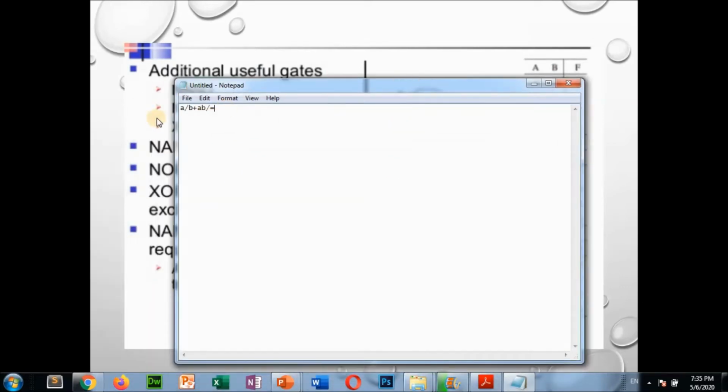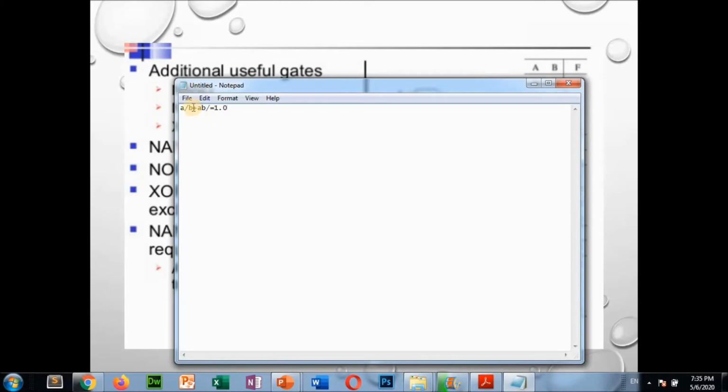See, A's value is 0. A bar means that is 1, the opposite. A bar B, B's value is 0 already there. So A bar B means, if there is nothing between A and B, by default a dot is there, and AND operation is happening here. AND operation is represented by this dot, and OR operation is represented by this plus symbol. You have to remember that.